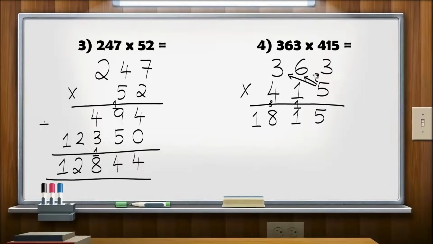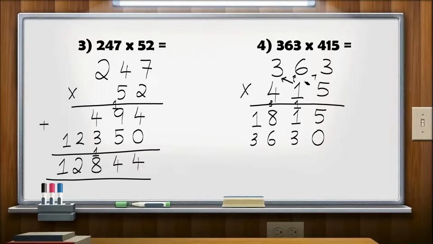Now, I will move on to the next number, which in this case is 1. Now, we are not dealing with units anymore. We are dealing with tens. So, as we're dealing with tens, we have to put a placeholder in. So, 1 times 3 is 3. 1 times 6 is 6. And then 1 times 3 is 3.